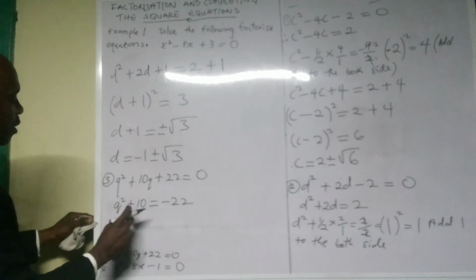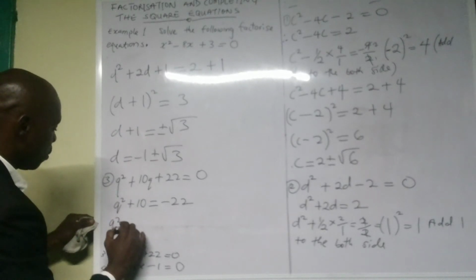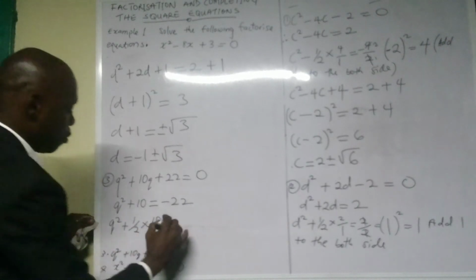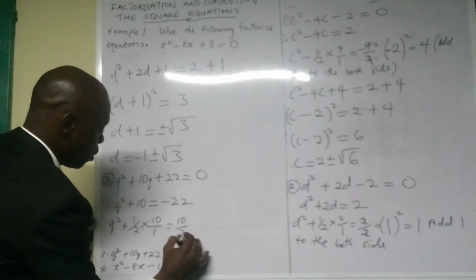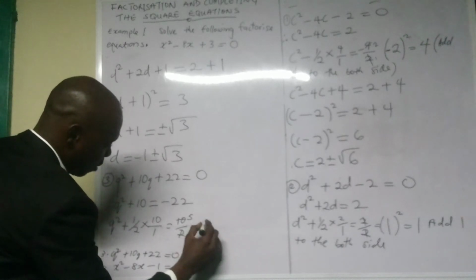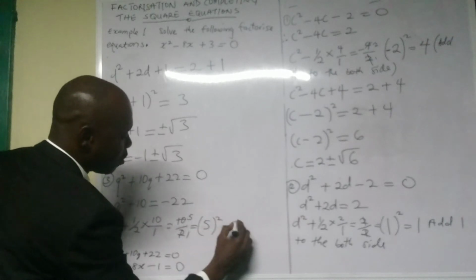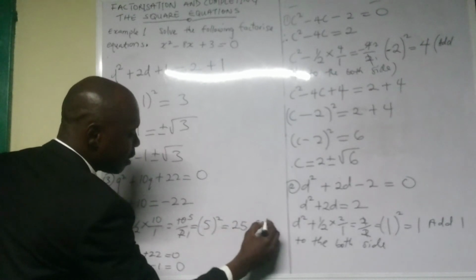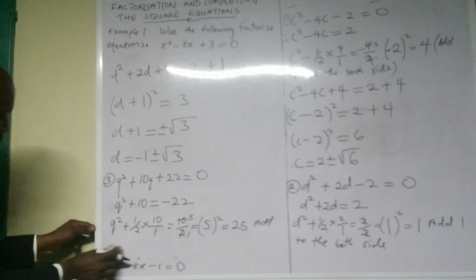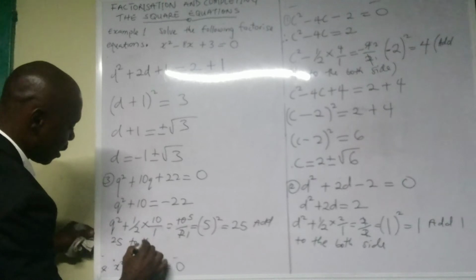Then from here, we look for the half of this coefficient. So it will now turn to q squared plus (half raised to power 2 times 10 raised to power 1). So equals 10 over 2. So 2 here 1, 2 here 5. This one equals 5 bracket 2. So it will now turn to 25. 5 times 5 is 25. So we add 25 to both sides.